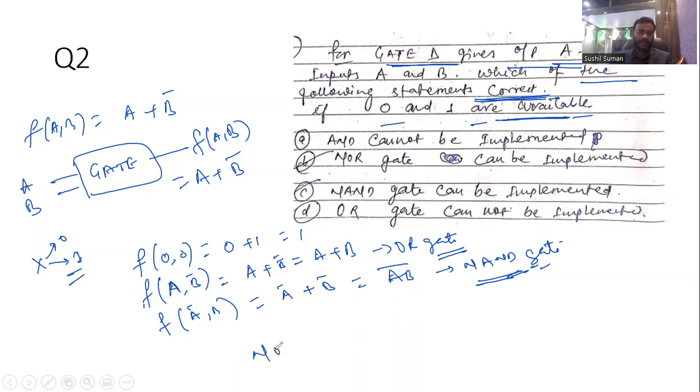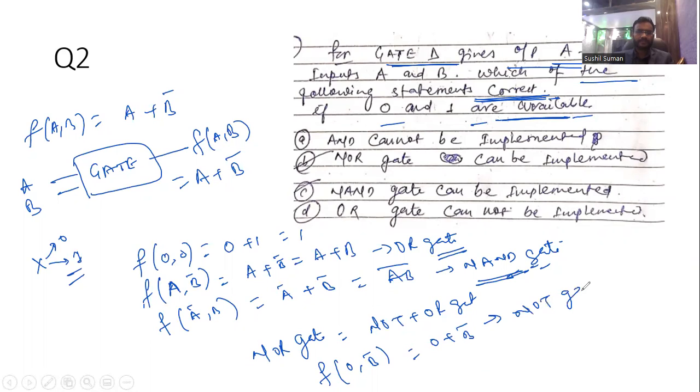Why? NOR gate is what? It is a NOT plus OR gate. If you put f of 0, B bar, this is 0 plus B bar, this is your NOT gate. It means you can implement which gates? NAND gate, NOR gate, OR gate, NOT gate. First, can the AND gate be implemented? No, AND gate cannot be implemented.